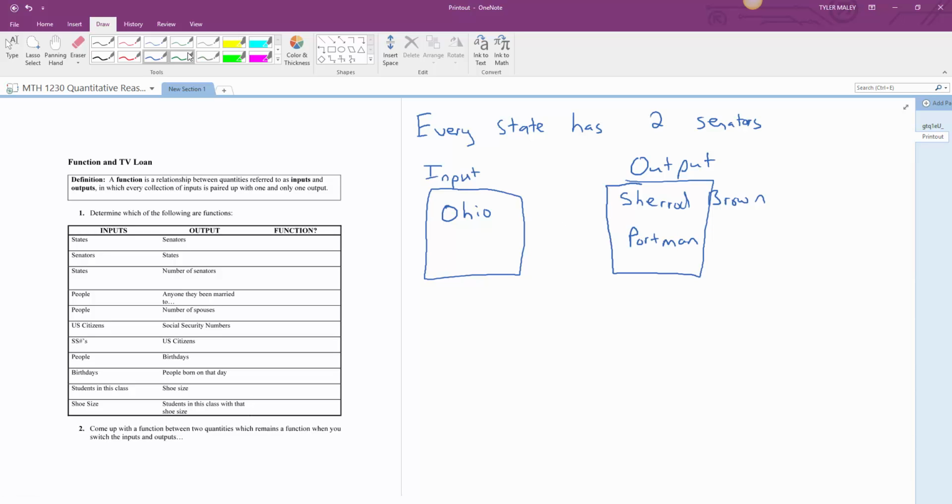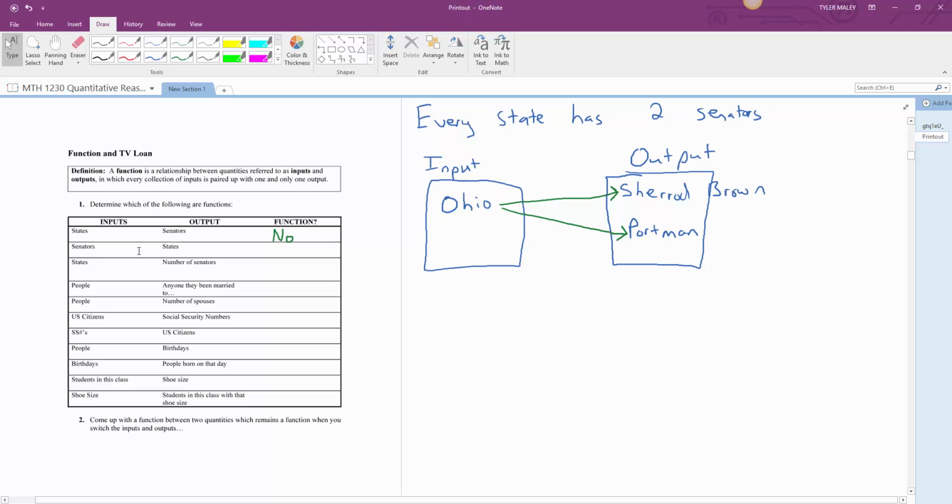So in order to show this mapping, if I input Ohio, then there are two possibilities for that. They can be mapped to two different things. So this would be an example where this is not a function. If I have one input, I can have more than one output. If you pick any other state, Florida, Michigan, and so forth, you're always going to get two different outputs for each state. So this example would not be a function. So this would be a no.